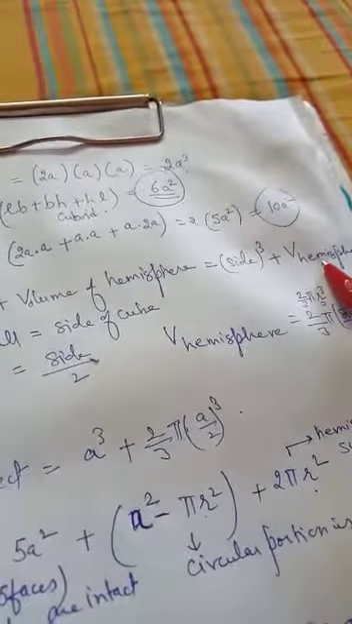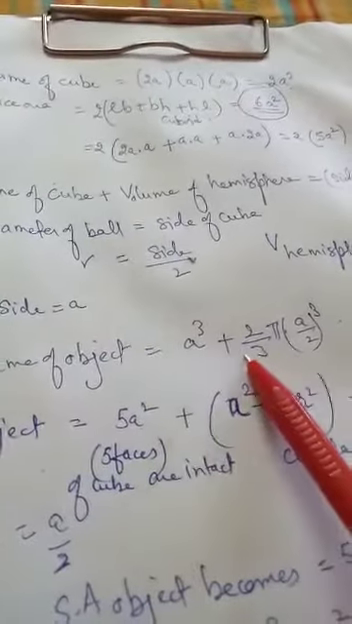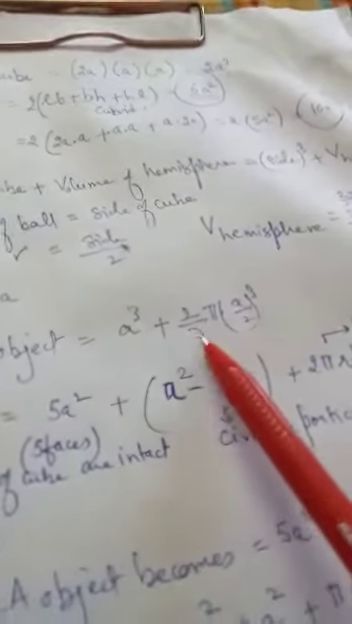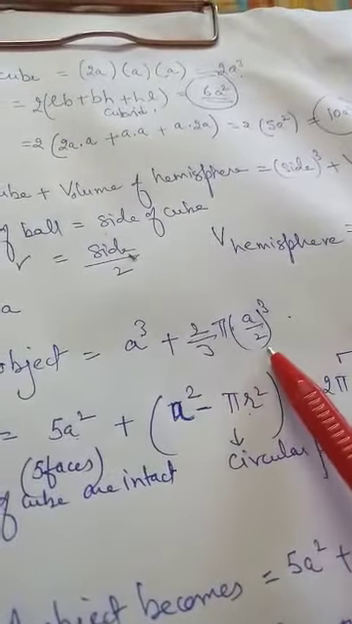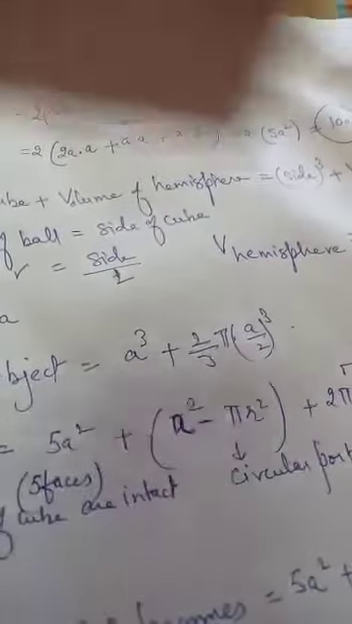So finally it will be equal to side cube minus the volume of hemisphere, which is 2 by 3 pi r cube. So instead of writing a cube plus, I'll write a cube minus 2 by 3 pi into a by 2 whole cube. Now let us see what happens to the surface area.